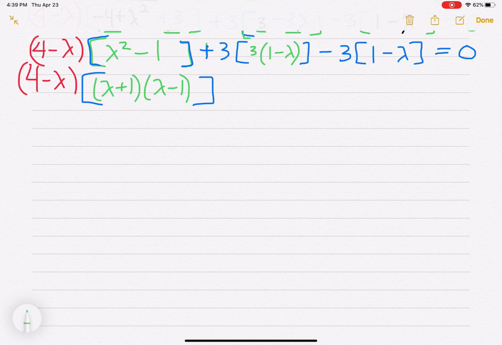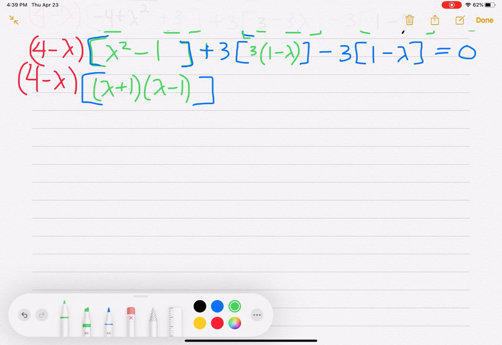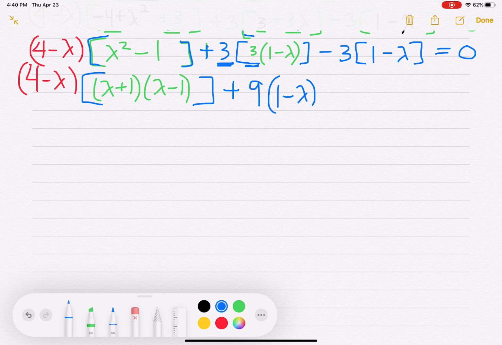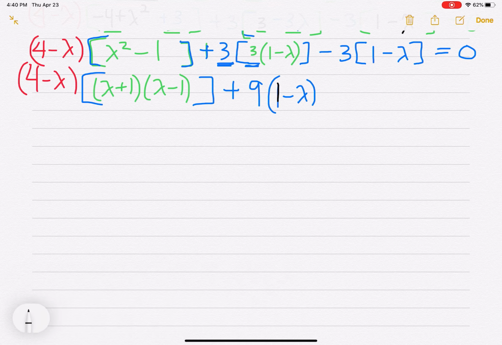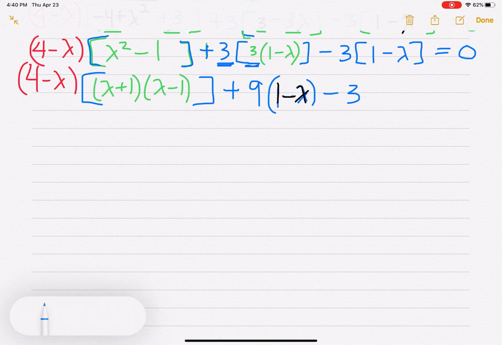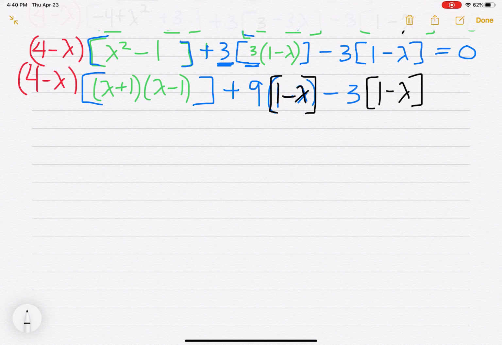All right, what else can I do? I can say here that I got a 9, right? And I got 1 minus lambda in parentheses, right? So the 3 times the 3 times the 3 gave me the 9. That leaves me with the 1 minus lambda in parentheses, and then I got a minus 3. Let's call that a bracket right there, and I got a bracket 1 minus lambda. And that's equal to 0, right?